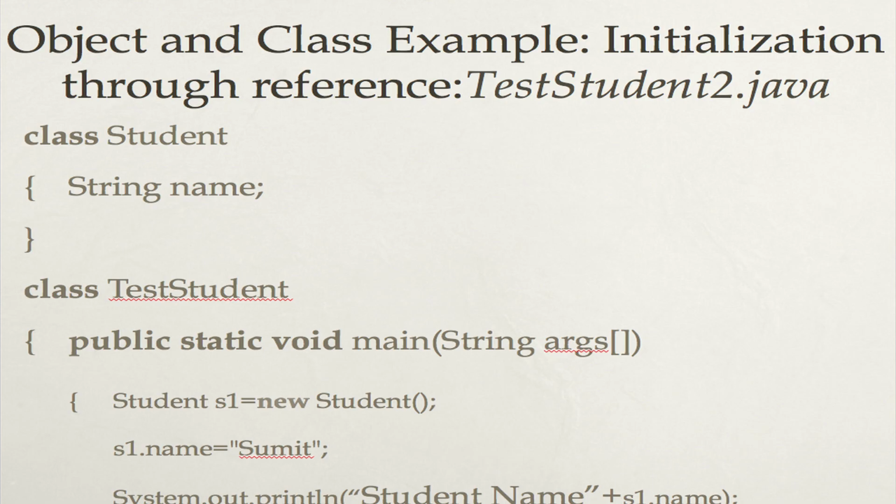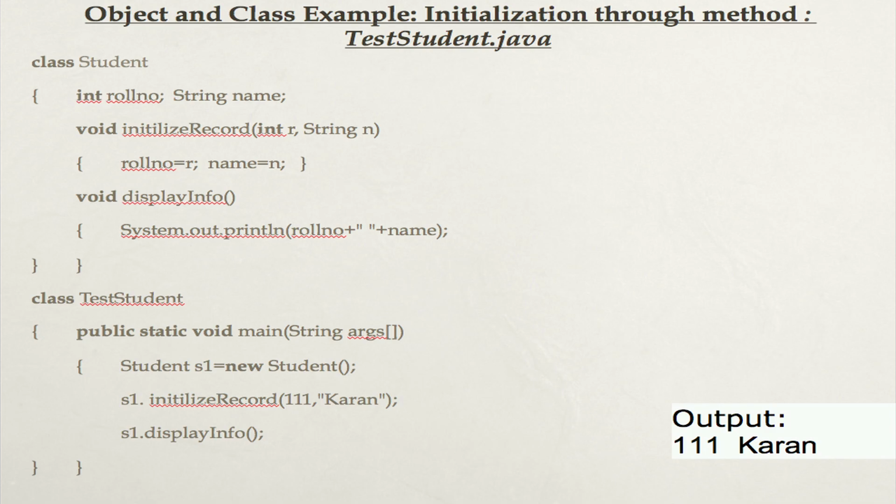So this is the first method. Finally we write System.out.println student name s1.name. So this is the first way to initialize the object, that is by reference variable. Now see the second method, by method.